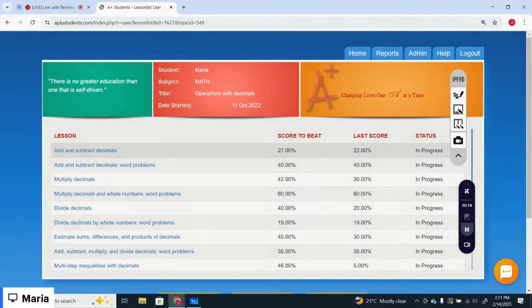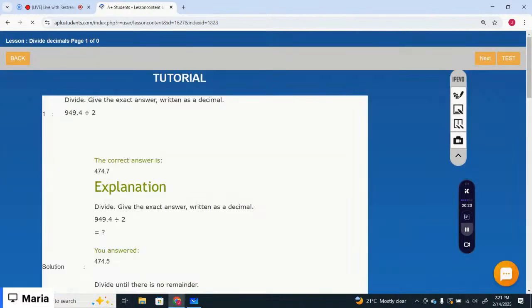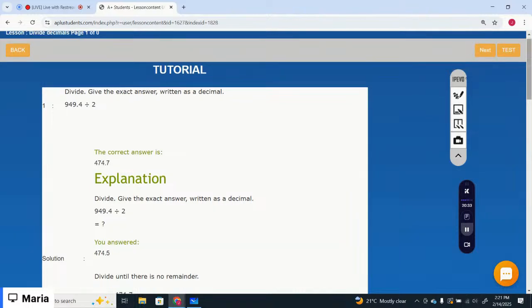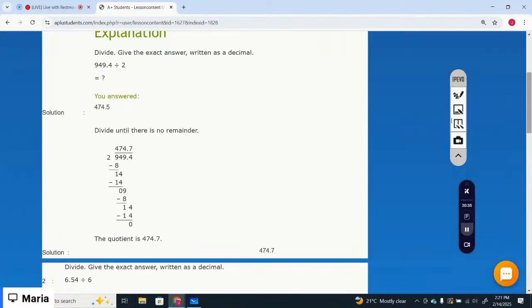The next lesson is divide decimals. The word problems you have to do on your own. So you have to do 949 divided by 4. You have to do the long division method until you have 0. So you start with 2 times 4 is 8. 9 take away 8 is 1. You need to bring the next digit down, that makes 14.